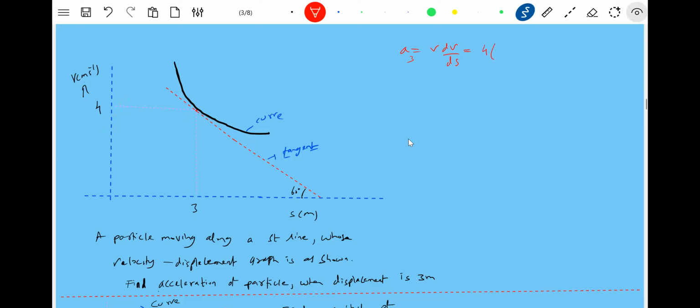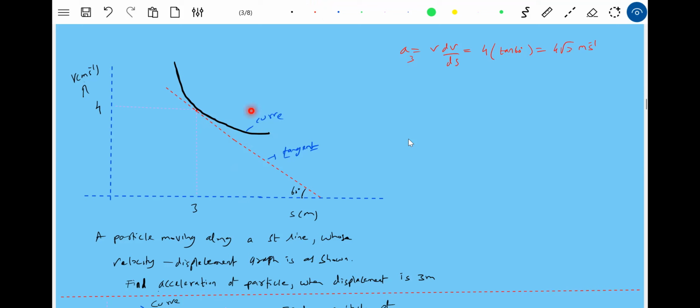So write 4. For the slope, this is a tangent, so this should become tan 60, so 4 root 3 meter per second. Suppose I want the acceleration at some other point, corresponding to s equal to 5. You should know what the velocity is, then draw a tangent there, and the tan theta has to be substituted here. From that, we'll get the acceleration.